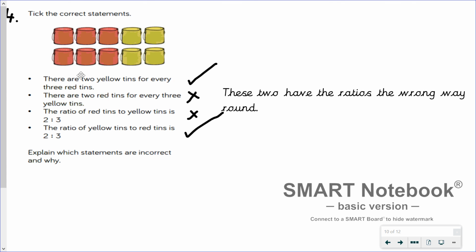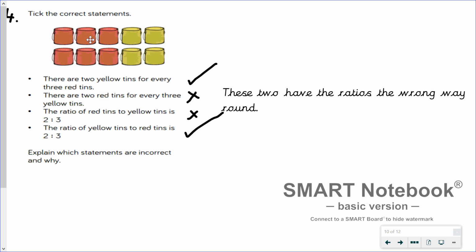So this one, tick the correct statements. There are 2 yellow tins for every 3 red tins. So if I almost ignore that bottom row, 2 yellow tins, 3 red, 2 yellow, 3 red. So that one's true. There are 2 red tins for every 3 yellow tins. Well, 2 and then 3, 2, and then there'd be 1 left, and 2, and then be none left. They've got the ratio the wrong way around. They've read it as 2 here in the red when it was 2 in the yellow. So the ratio was 3 to 2, but they've read it as 2 to 3. So that one's wrong.